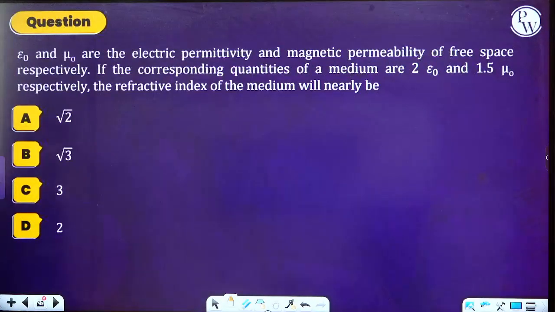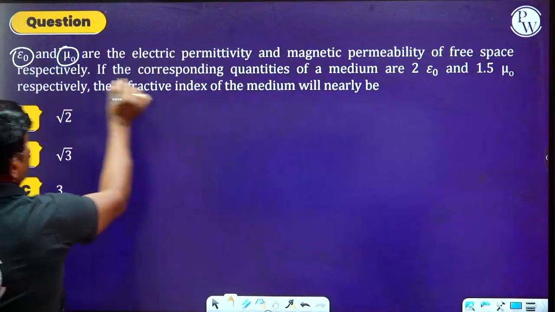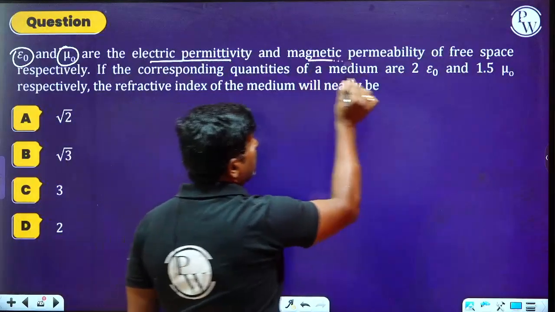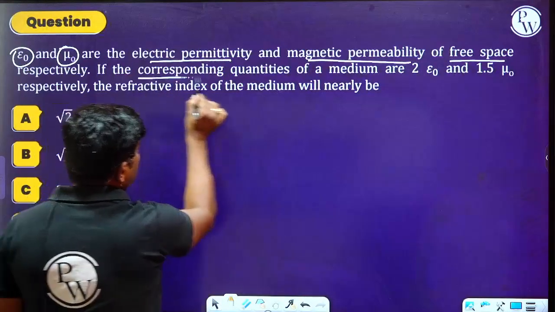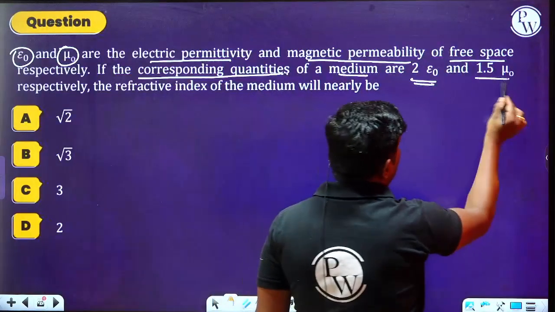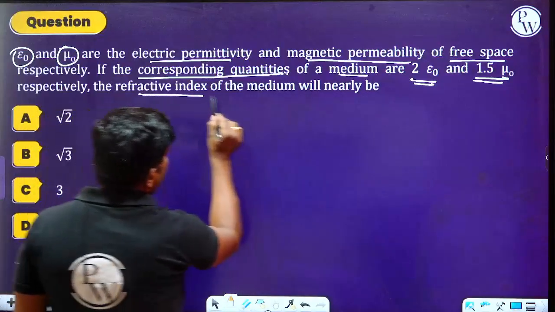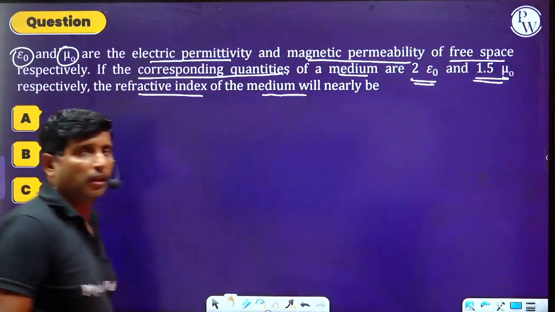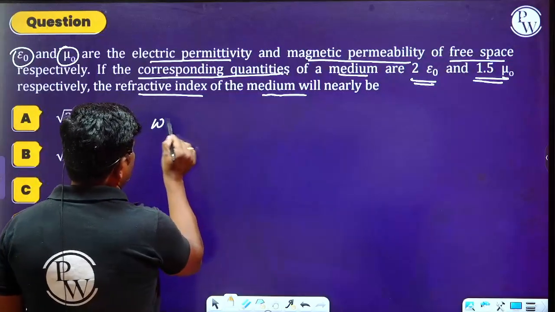What are they saying to us? Please read this question carefully. If epsilon naught and mu naught are the electric permittivity and magnetic permeability of the free space respectively, and the corresponding quantities of a medium are 2 epsilon naught and 1.5 mu naught respectively, the refractive index of the medium will be nearly? They are asking what is the refractive index of the medium.